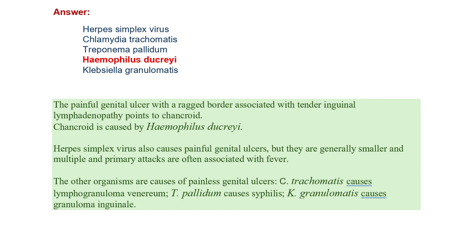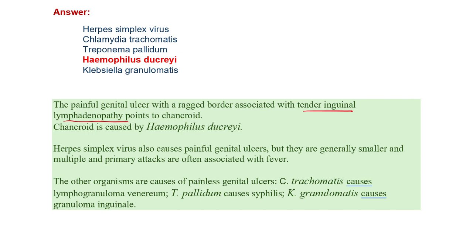So painful genital ulcer with a ragged border associated with tender inguinal lymphadenopathy points to chancroid. This is typical for chancroid. And this is caused by Haemophilus ducreyi. And you can review our video on the basic concepts in microbiology of Haemophilus ducreyi.